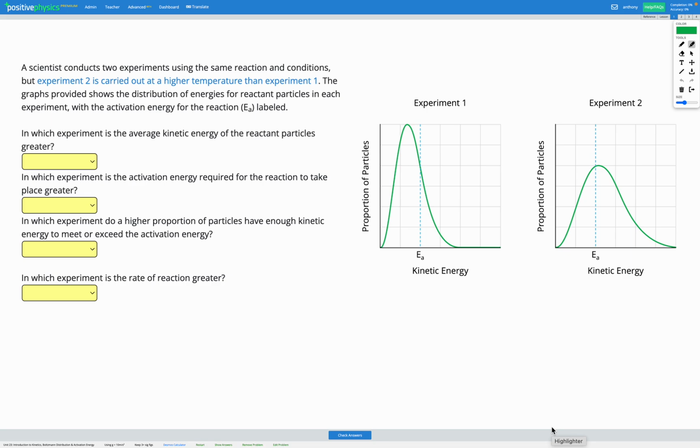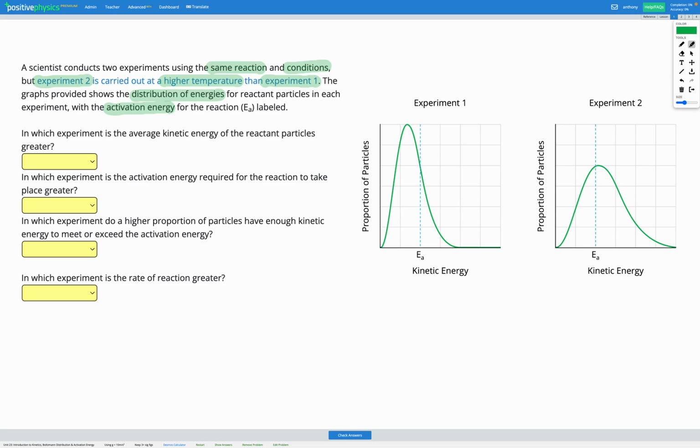In this question, a scientist conducts 2 experiments using the same reaction and same conditions, except experiment 2 is carried out at a higher temperature than experiment 1. And we can see this in the graphs provided, which show the distribution of energies for reactant particles in each experiment, with the activation energy for the reaction EA labeled. So let's have a look at our graphs.